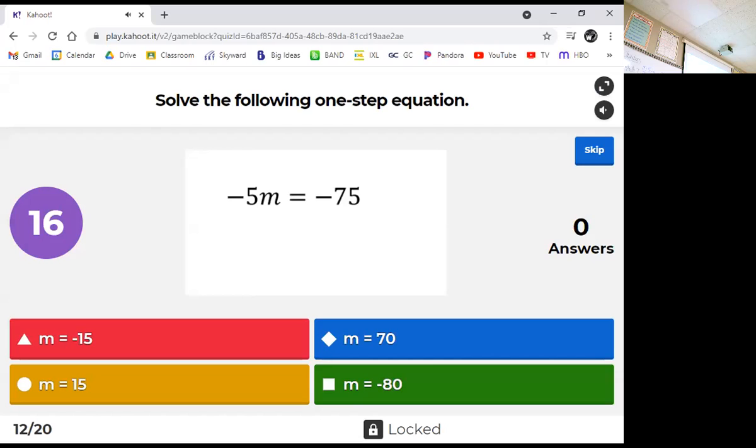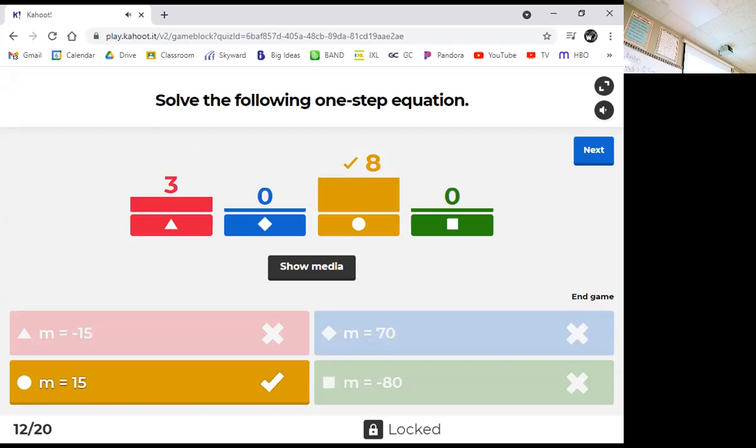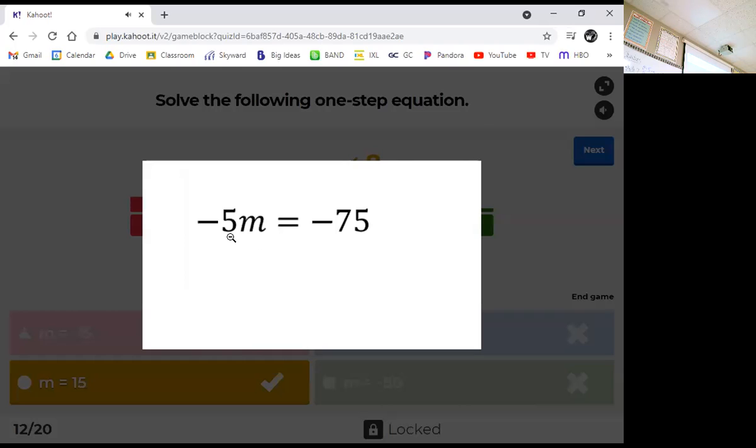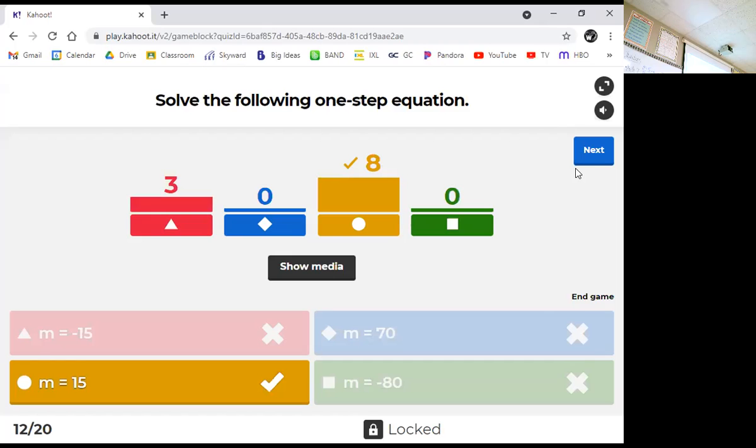-5m equals -75. This is not saying that you're subtracting or adding 5. This is multiplication. So you got to think, what's the opposite of multiplying by -5? It's dividing by -5. If you can tell me what -75 divided by -5 is, it is +15. So we're going to divide by -5, and two negatives make a positive. 75 divided by 5 is 15.